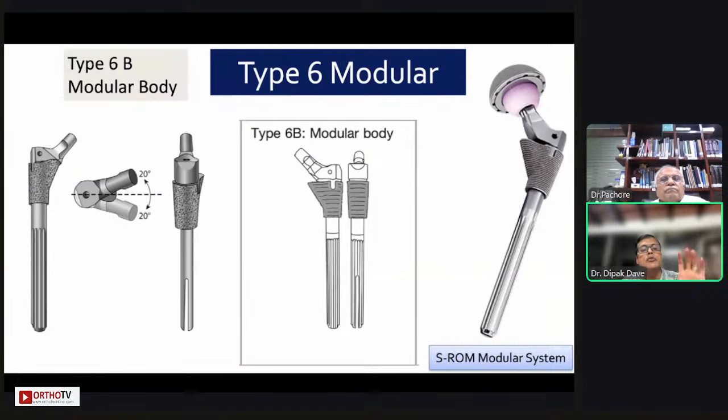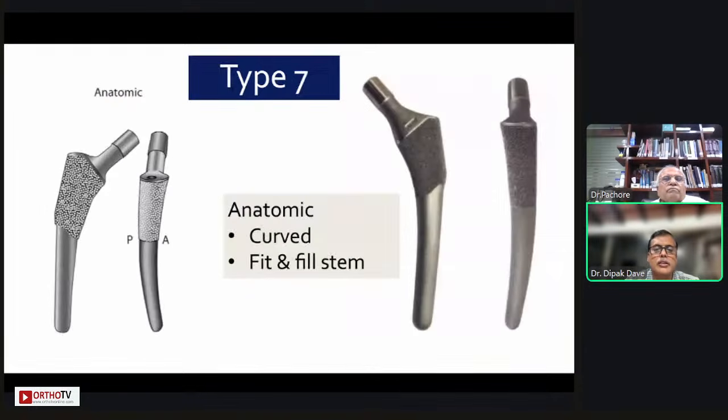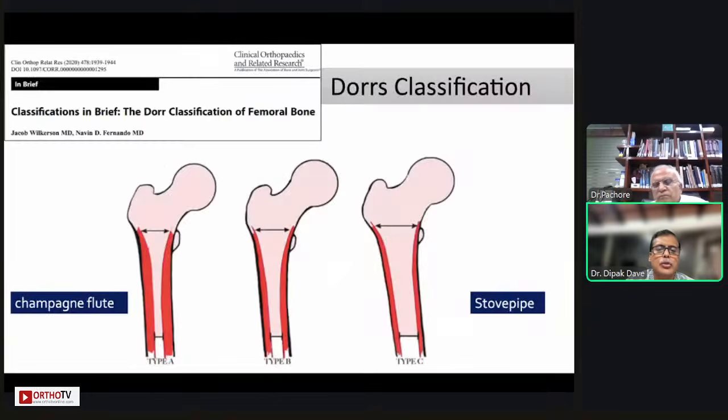Type 6B is a very commonly used modular system like the S-ROM modular system. Again very helpful in altered anatomy. So these are the basic type 1, type 2, type 3, type 4, type 5, type 6. You need to know what kind of stem we are dealing with. Then type 10 is again an anatomic curved fit and fill stem. It is challenging, and technique-wise we have to be very careful in the preparation. In our part of the world, in our country, we don't routinely use this.